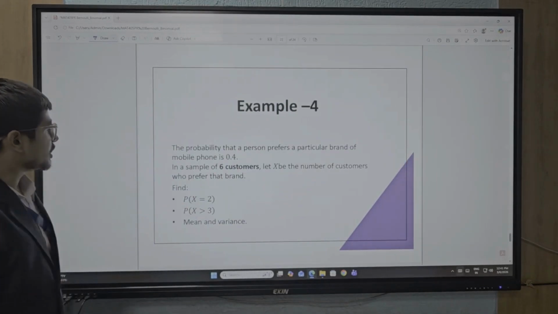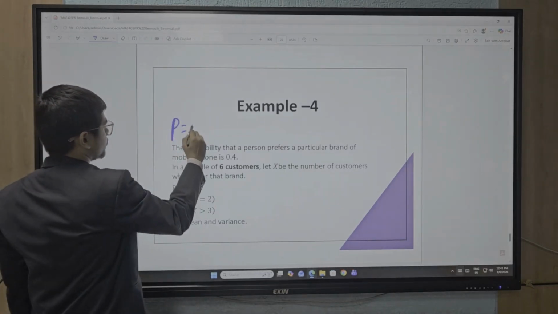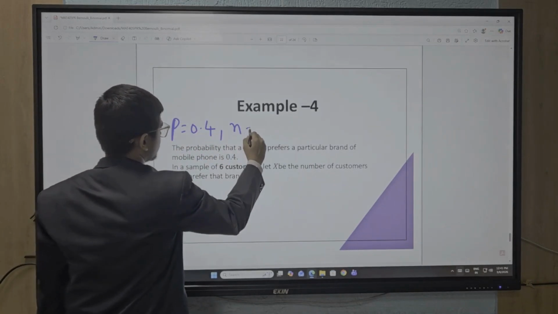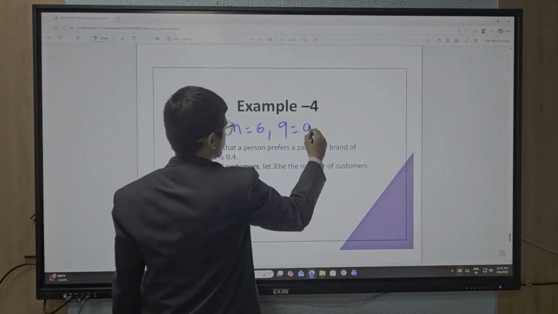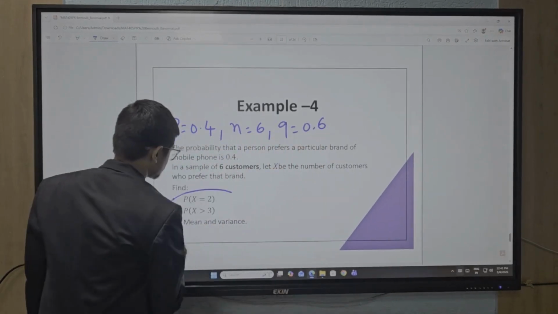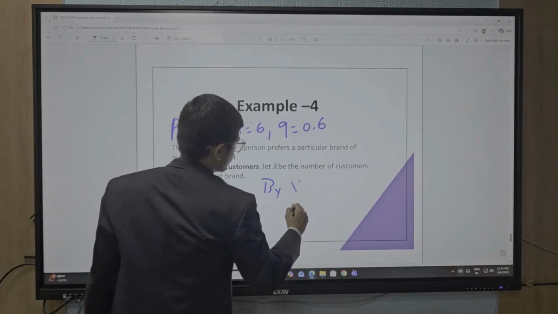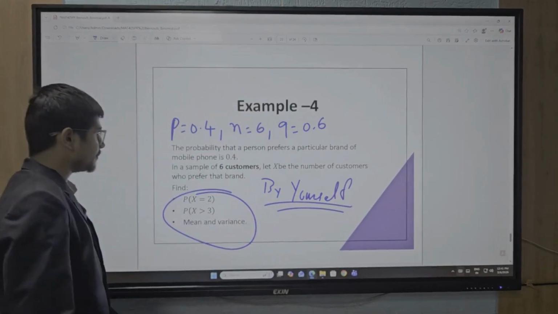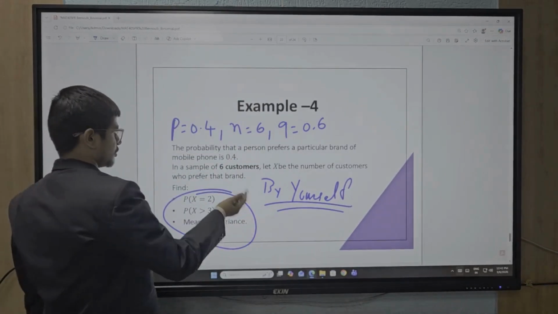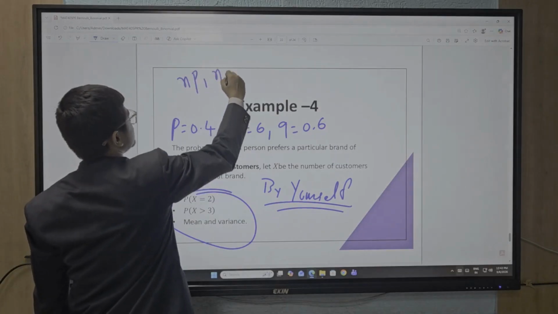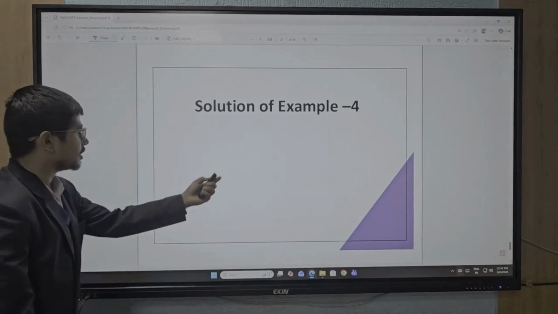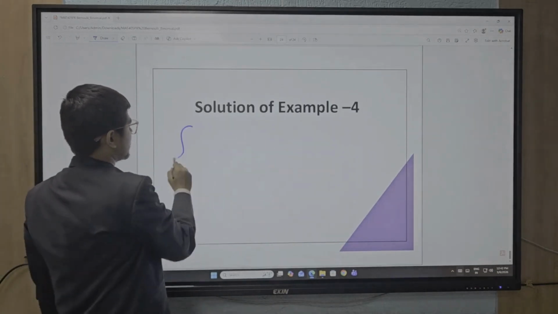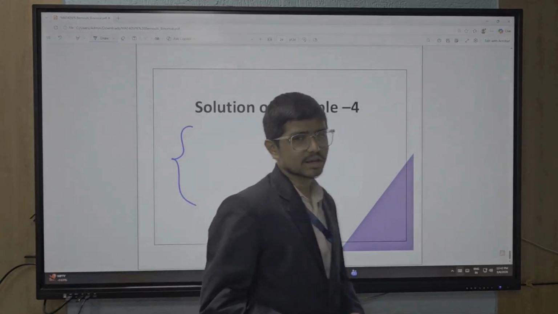So example 4: p equal to 0.4, n equal to 6 and q equal to 0.6. My dear students, this is for you to do by yourself. Mean is np and variance is npq. This is a blank space for you to solve this calculation.